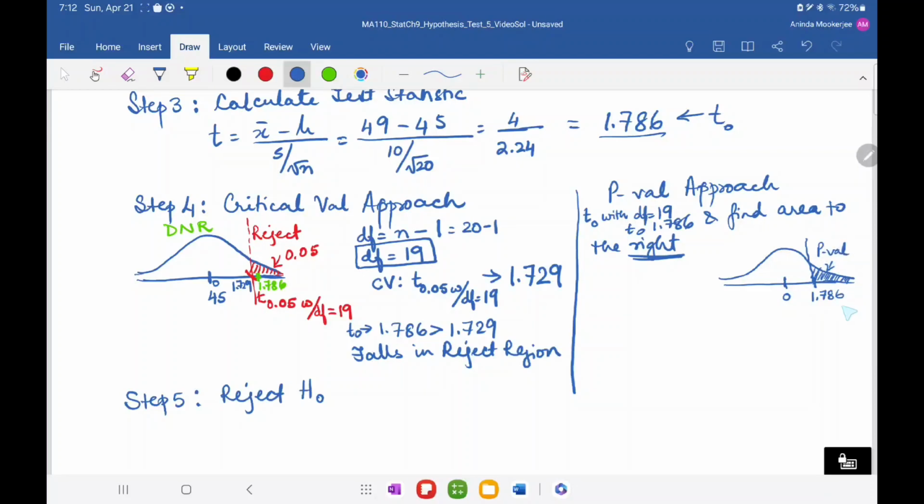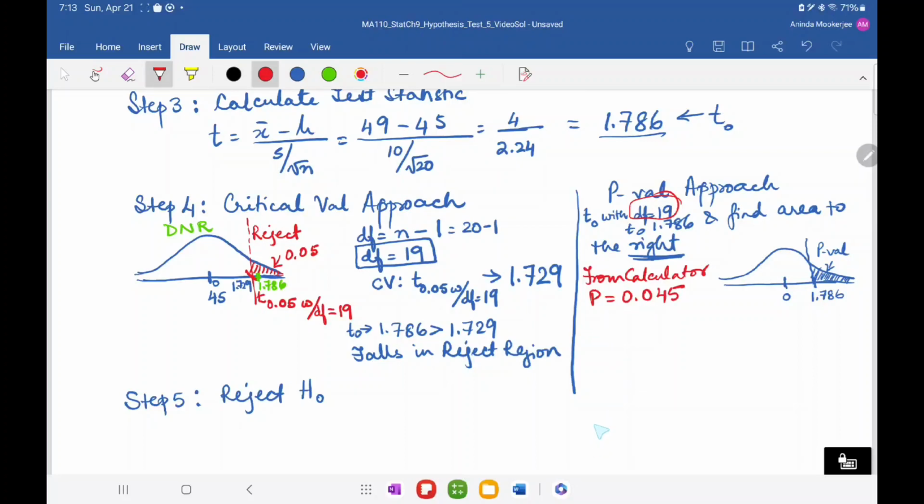And why are we looking at the area to the right? Just because this is a right-tailed test. We have to keep in mind that our DF is 19 before we go to the table. Now, if you're using a calculator, you will get the exact p-value there, and that is going to be 0.045. So from a calculator, P equals 0.045. But I'm also going to show you how to estimate it from the table.